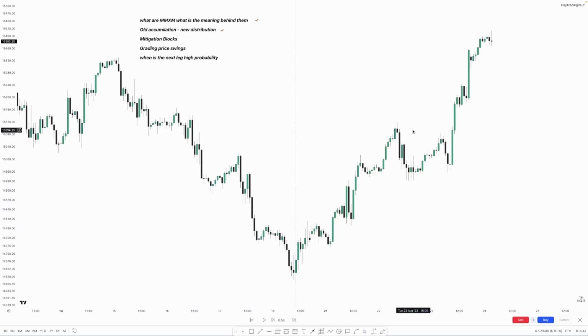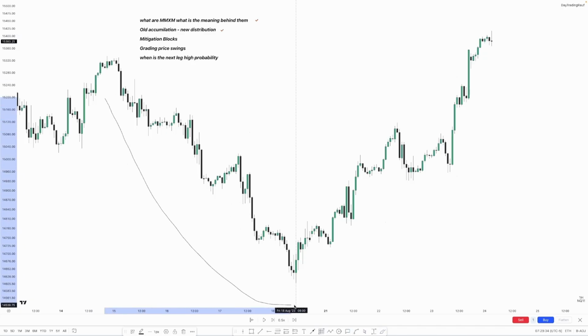I'm trying to make this video not too long, but I am trying to condense a lot of information into a short video. There is a lot more to these models, but I'm just showing you guys the basics and covering the fundamentals of these models. Next we have mitigation blocks.